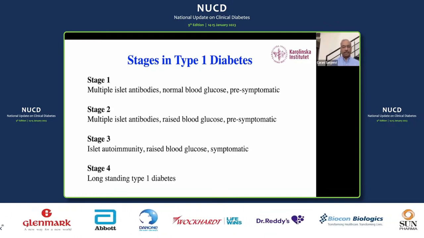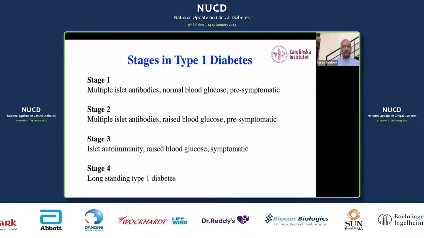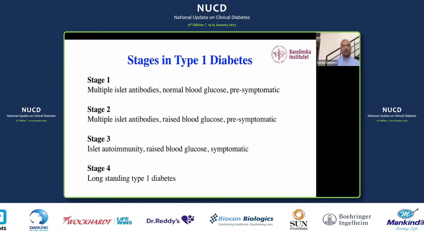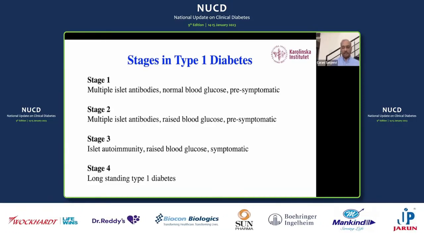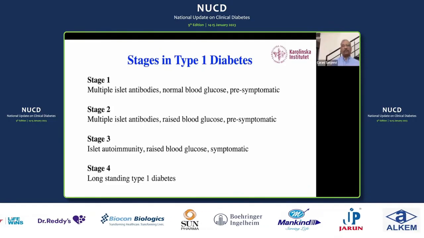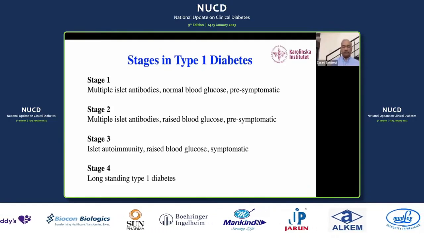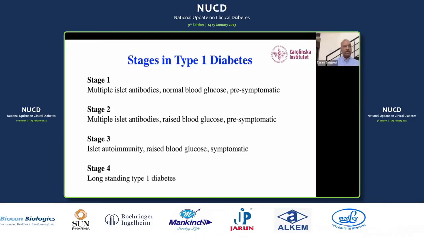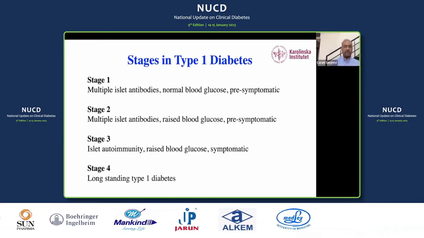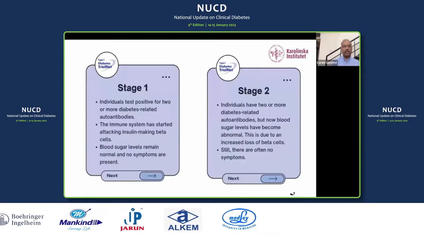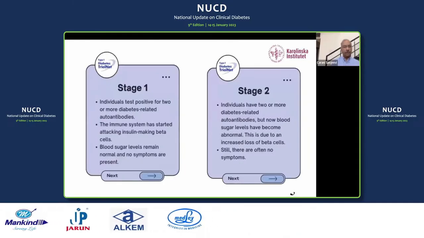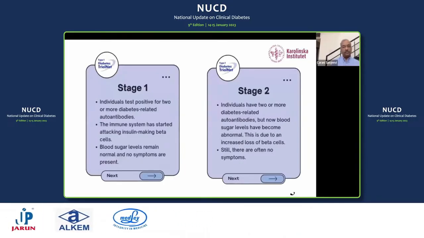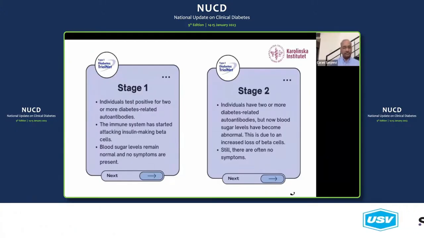And the question will come whether there is anything you can do to reverse long-standing type 1 diabetes, which is possible with some of the advances being made, but we still haven't got any approval for some of these things that can reverse type 1 diabetes. Either it could be a vaccine strategy or it could be beta cell replacement therapy. So in stage 1, individuals test positive for 1 or 2 or more autoantibodies. The immune system has started attacking the insulin-producing beta cells. When we say immune system, the predominant cell that attacks the beta cell is the T cell.